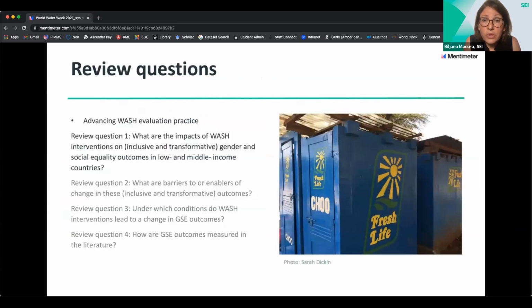We are not only trying to bridge the synthesis gap, but we are also trying to advance WASH evaluation practice by understanding what works for WASH intervention and gender and social equality outcomes, under which conditions these WASH interventions lead to gender and social equality outcomes, how, what are barriers and facilitators, etc. These are the key questions that we are trying to answer while reviewing the literature. Next slide, please.